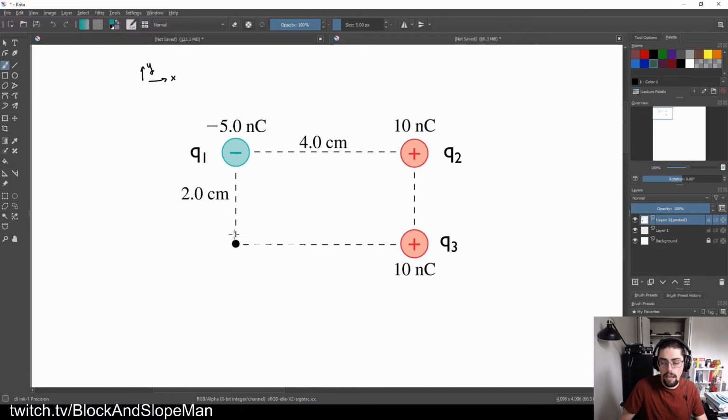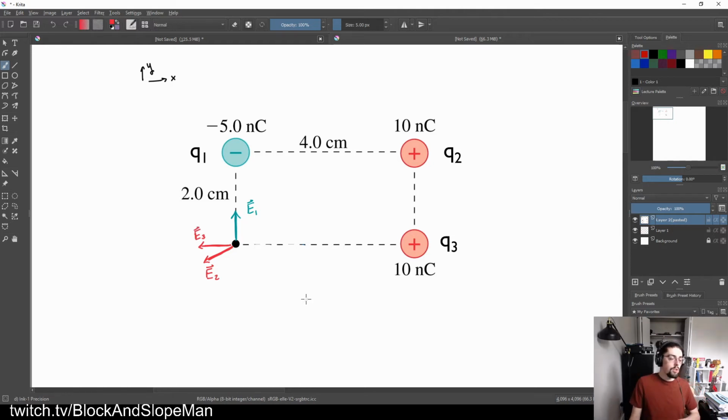From Q1, it's a negative charge, so I expect my electric field to point towards the charge, radially inwards. It should look something like that. Call it E1. Q2, I'm expecting this to be radially away from the charge, and my angle might be a little bit off here, but you get the idea. Going off at some diagonal angle, here's E2. Finally, E3 is nice and easy. It's going along the x-axis, albeit in the negative direction, but it's still pretty easy to follow.